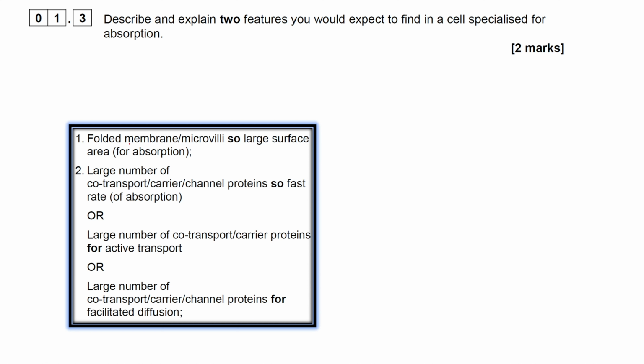So the cell should have folded membranes or microvilli to provide the large surface area for absorption. And number 2, you would say a large number of co-transport carrier or channel proteins for a fast rate of absorption. Or you can say the same thing in a different way.